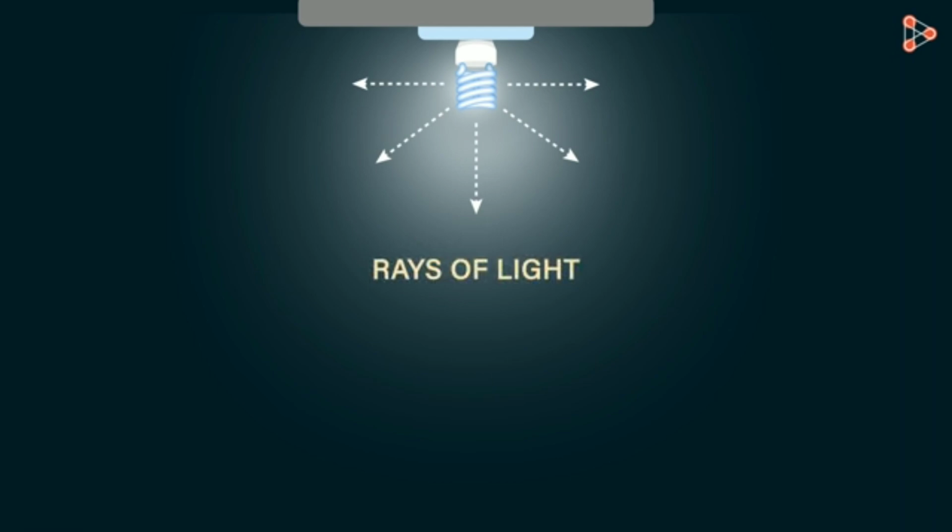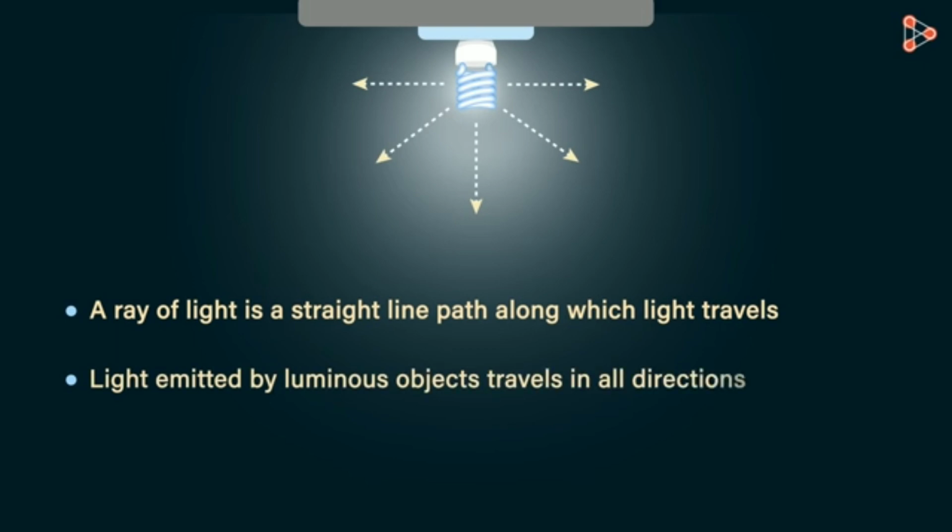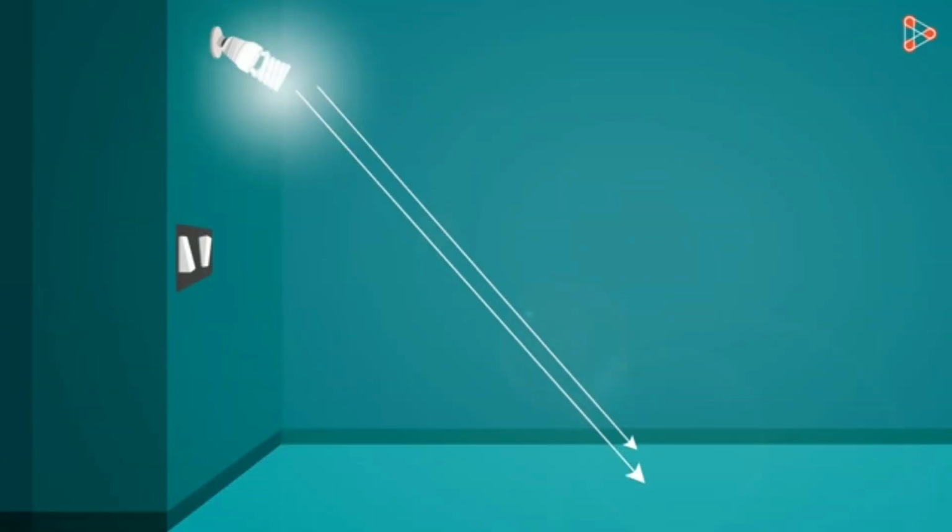Here's how we define a ray of light. A ray of light is a straight line path along which light travels. So now we know that light emitted by luminous objects travel in a variety of directions. Suppose rays of light from this fluorescent bulb fall on the surface. It being non-luminous reflects these rays, and these reflected rays travel along a certain path.